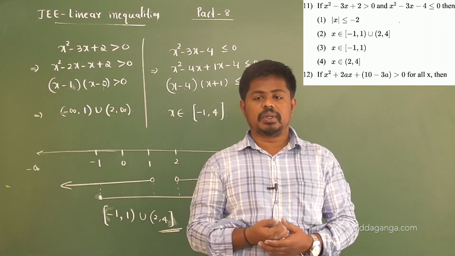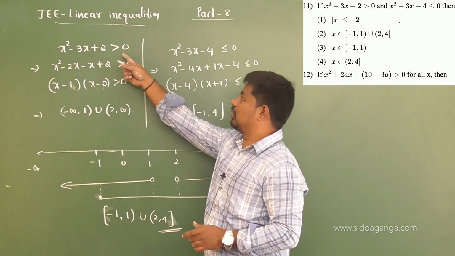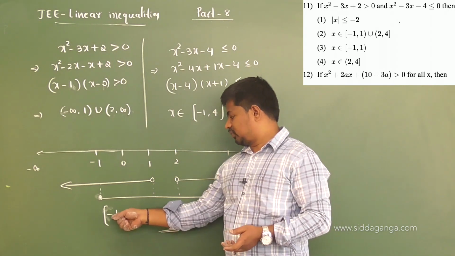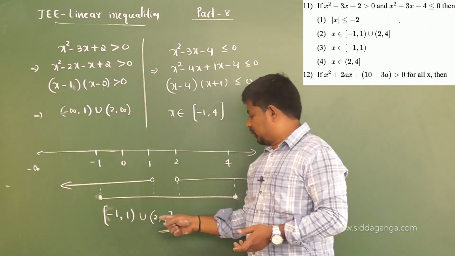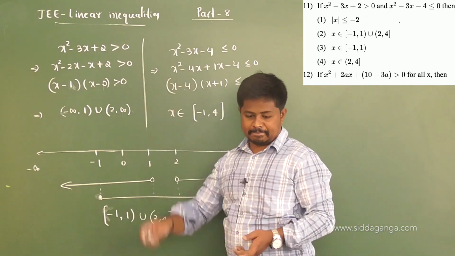So -1 to 1 union 2 to 4. Both the quadratic inequalities become true for these values of x. I mean -1 to 1 including -1, 2 to 4 including 4. So these are the solutions for these two inequalities.